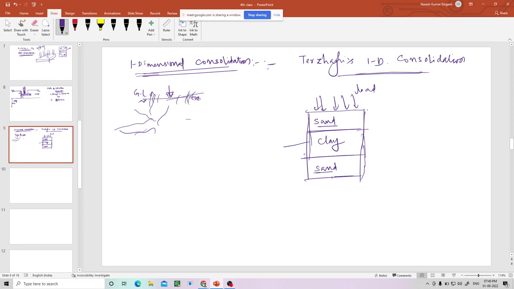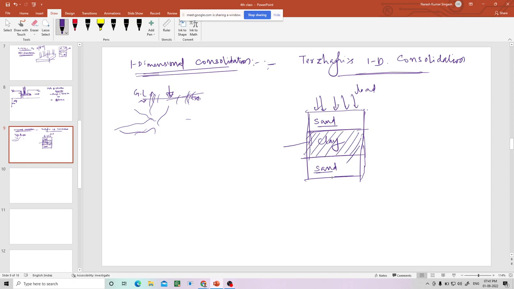It may take 5 years, 3 years, even 10 years to consolidate to the final settlement, because clay has very less permeability compared to sand, because its void ratio is less compared to the sand. That is the reason why we talk about the consolidation for the clay layers, not the sand layers.